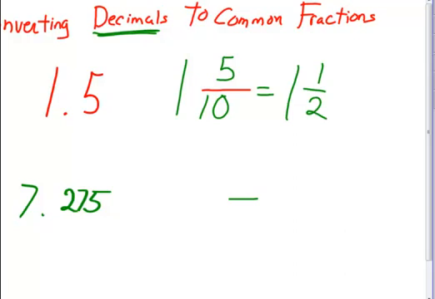Let's try one more with this fraction. The number is 7.25, so 7 becomes the whole number. The 25 becomes the numerator of our fraction. The denominator starts with a 1 and 3 zeros. So 7 and 275 over 1,000, which we would simplify.